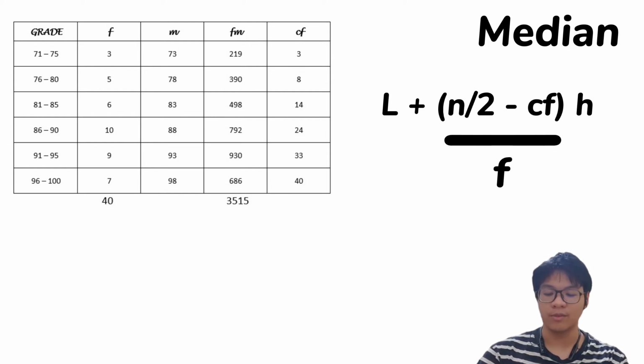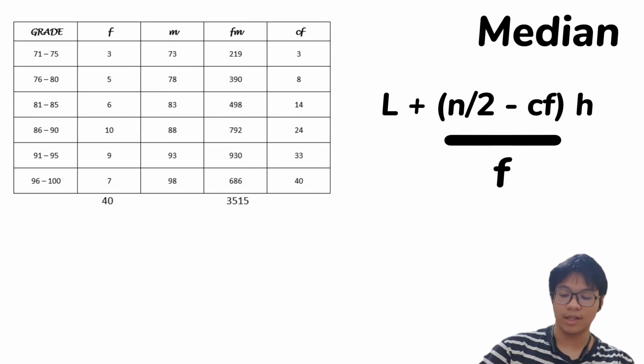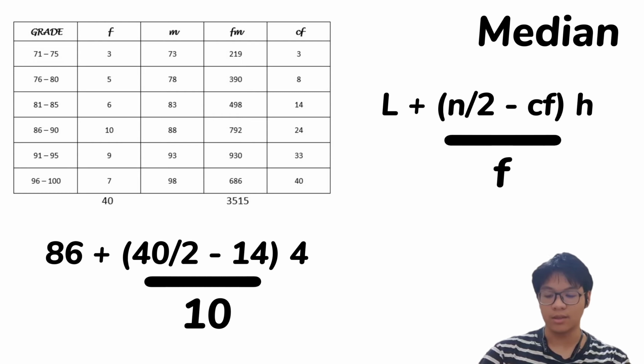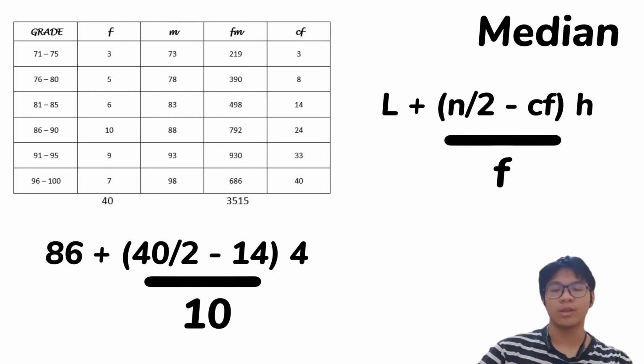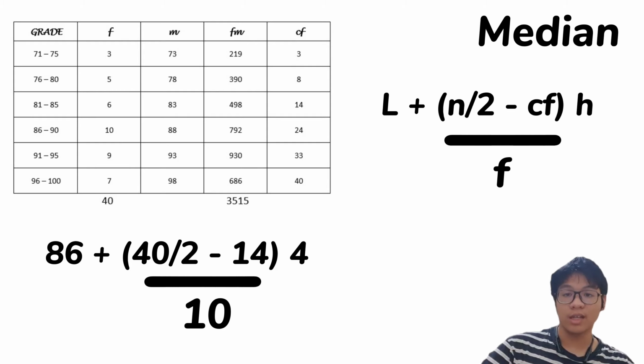L standing for lower limit of median class, N number of observations, F for frequency of median class, and CF cumulative frequency of the class preceding the median class. Our L would be 86 since it's the lowest limit of the median class, 40 for the number of observations. Our frequency is 10 and our CF is 14, preceding meaning before 24, which is 14, and H, which is interval, which is 4. If we minus 86 from 90, it is 4.